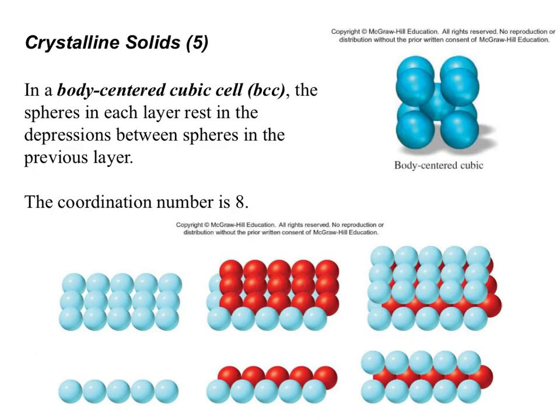In a body-centered cubic cell, shown as BCC, the spheres in each layer rest in the depressions between spheres in the previous layer. The coordination number is 8. Think of it as if you were to stack eggs. You would have one layer of eggs, and the next layer of eggs would probably go in between the bottom layer of eggs, just so that it's more sturdy. This would be body-centered cubic.